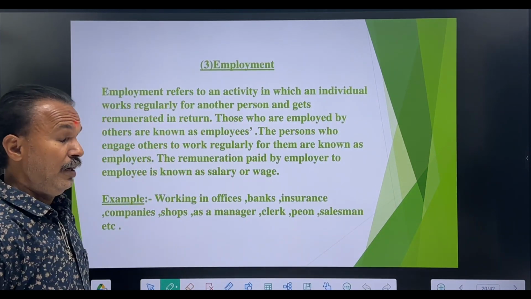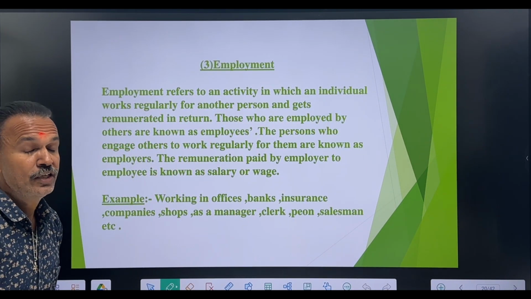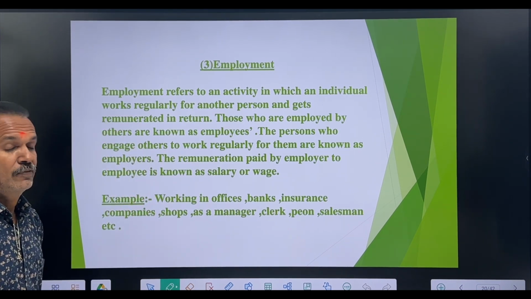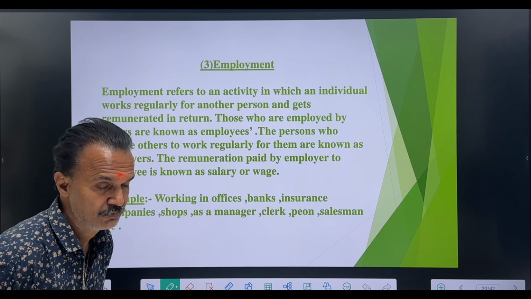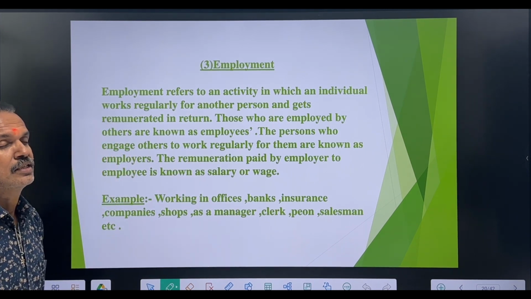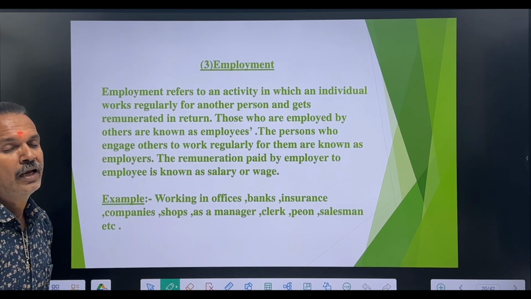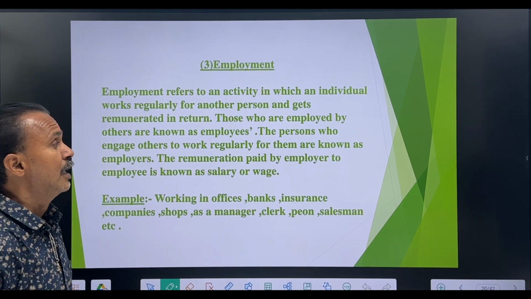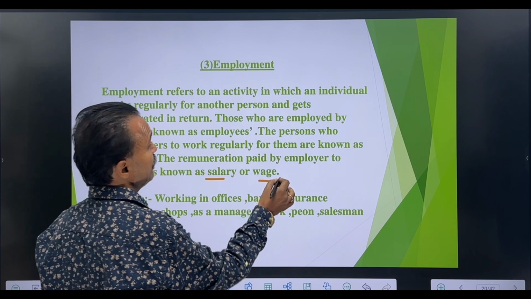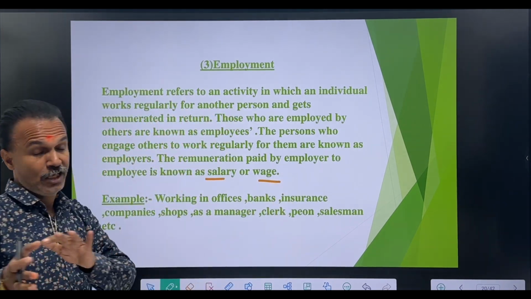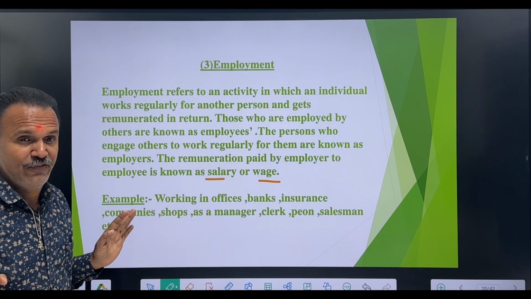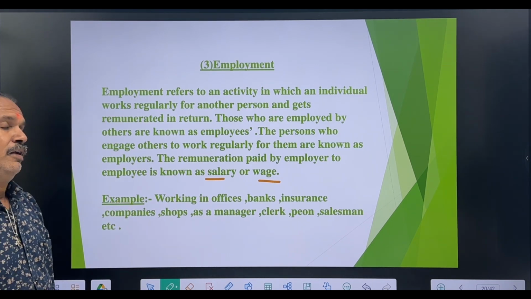Next, employment. Employment refers to those economic activities in which people do the work for others. The person who does the work for others is known as employee. And the reward which is given to employee is known as salary or wages. So in one word we can say that employment is that economic activity in which people do the work for others, not for self.